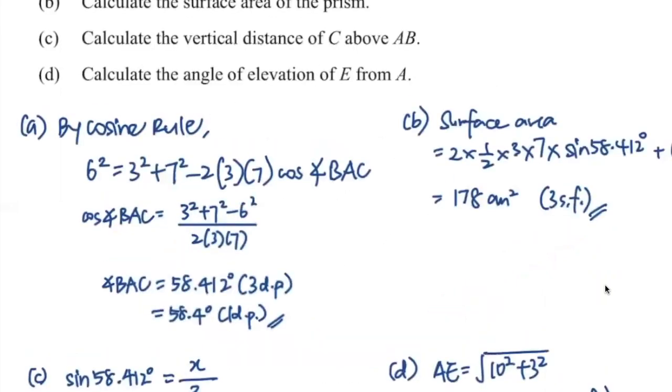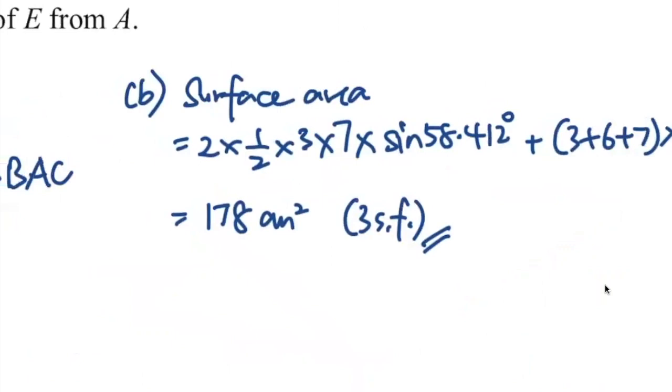Okay, so the surface area, you take the 2 triangles, add together. Now triangles, that's where they are testing you half AB sine C. So you use half AB sine C, then you times 2. Okay, then this one, like I mentioned, is the perimeter times the length. So one shot, you get the total surface area to be 178 cm square, 3SF.